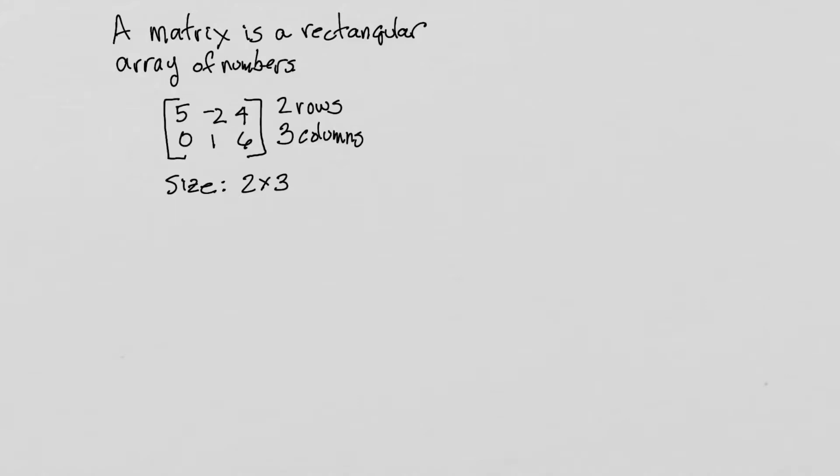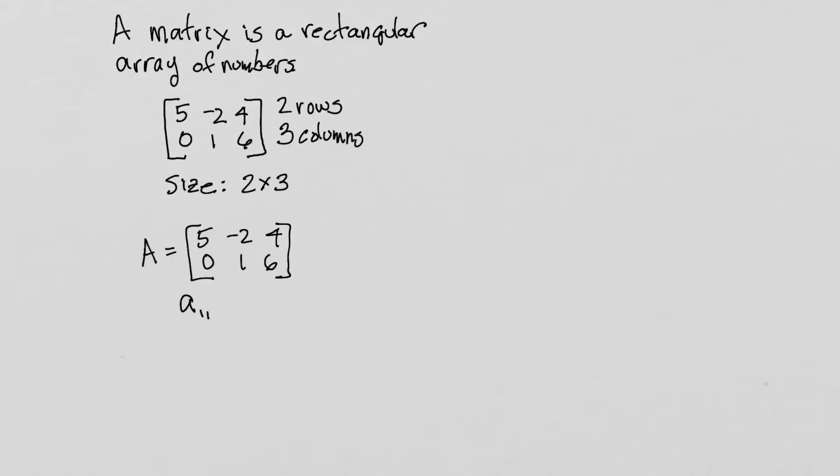And let's do this. Let's call this matrix A. So I'm going to rewrite it again like this. 5, -2, 4, 0, 1, and 6. And doing so, then I can describe the elements. I'm going to call it A sub 1, 1. Now, I'm saying this A because the matrix is A. Capital letter for the name of the matrix, small letters for the elements.